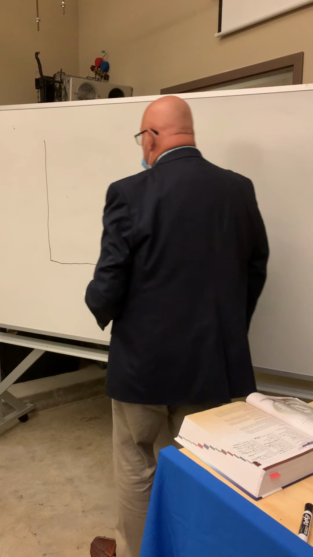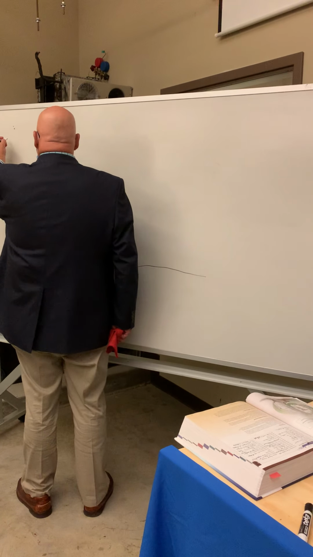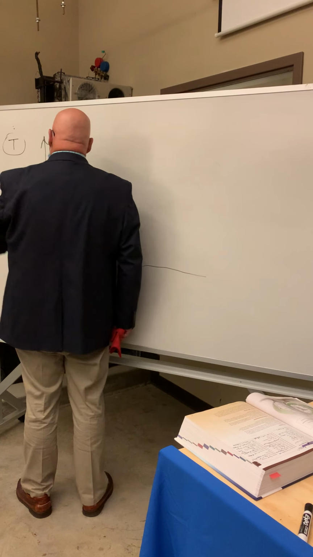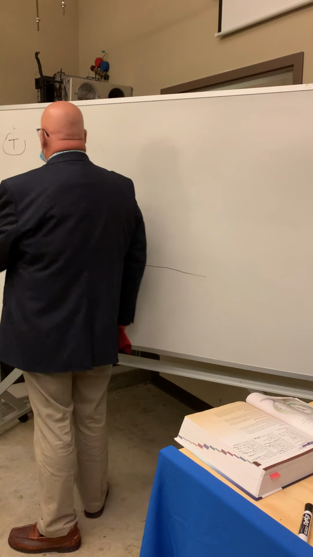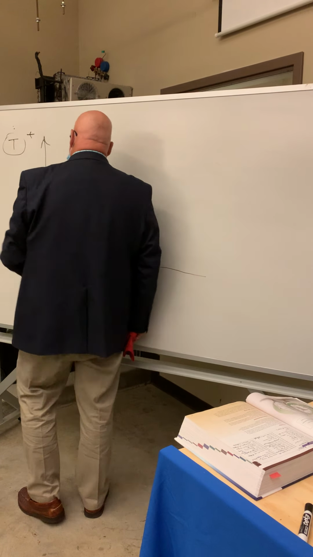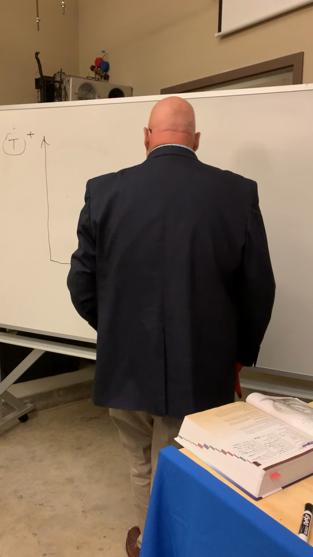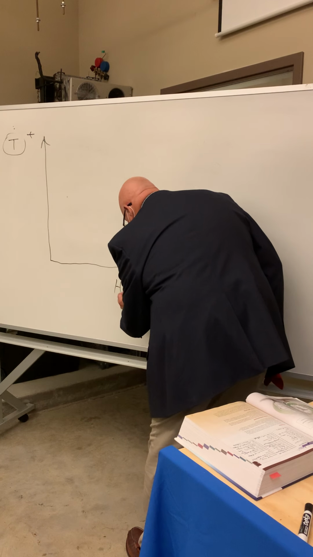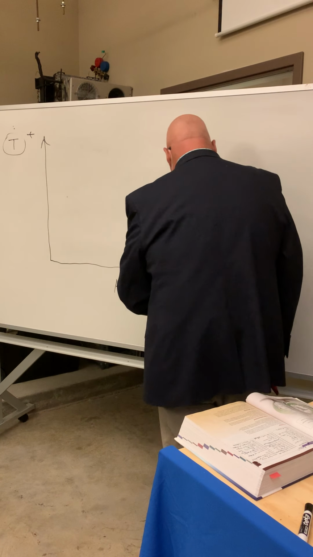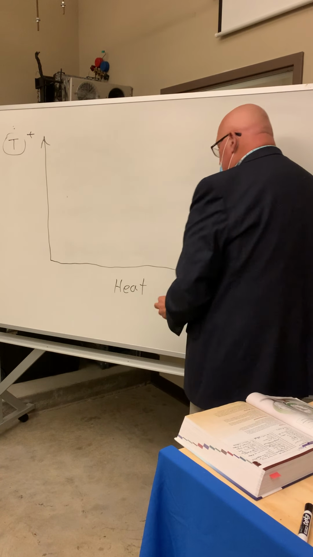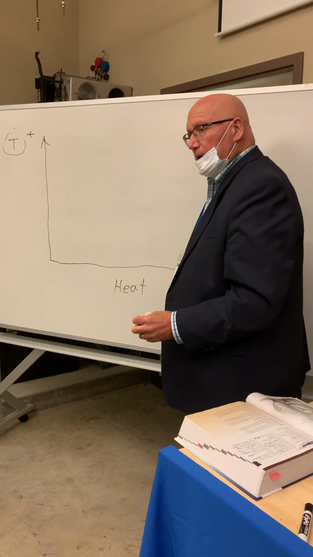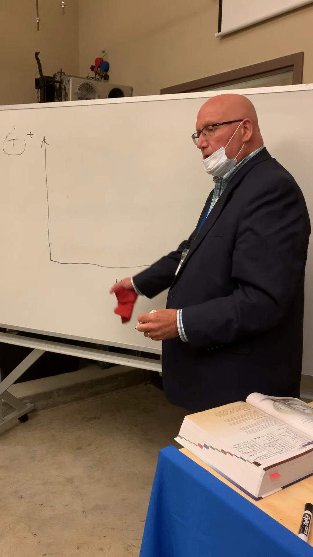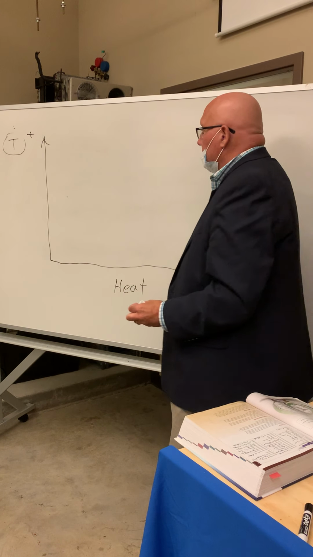So I got my graph. This is going to be measuring temperature. So temperature goes up when we go up the scale. This is going to measure heat. And as I go out this way to my right, the heat will increase. And if I go this way, the heat will decrease.